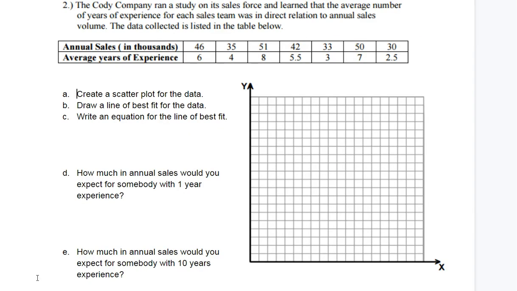The Cody Company ran a study on its sales force and learned that the average number of years experience for each sales team was in direct relation to annual sales volume. The data collected is listed in the table below. Create a scatter plot, draw a line of best fit, and write an equation for the line of best fit. One thing I am going to switch up here: this is our X right there, and I want this to be my Y. I'm going to make that one little switch. So going ahead and switching over to Desmos.